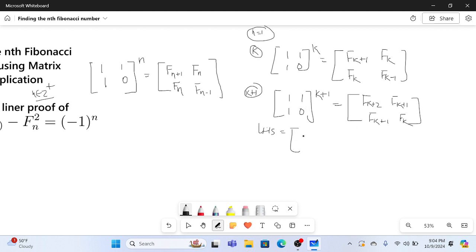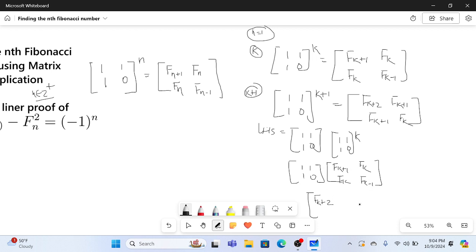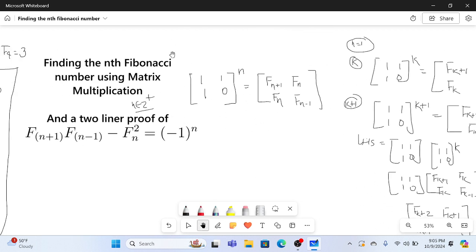We can break the LHS into [[1,1],[1,0]] times [[1,1],[1,0]] to the power k. Now we have assumed this second factor to be [[F(k+1), F(k)], [F(k), F(k-1)]]. If we multiply this, we get F(k+2) here, and this entry will be F(k+1), because F(k) plus F(k-1) is F(k+1). This entry will just be F(k+1), and this will just be F(k). And so we have proved this, and this is how induction shows that this indeed gives this matrix. But we will try to prove this using matrix multiplication. Yeah, and the reason is, if we use matrix multiplication, we will not really get Fibonacci number.